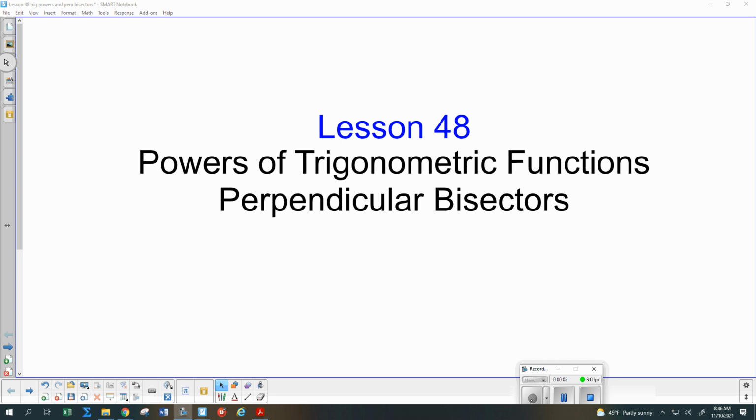Today we're going to talk about powers of our trig function, and that's just making sure that you understand the notation and keep straight what they're talking about. It's not anything hard, it's just making sure you use the new notation correctly. And then we're also going to find the equation for a line that is the perpendicular bisector of some other line segment. Not as hard as the name sounds, trust me.